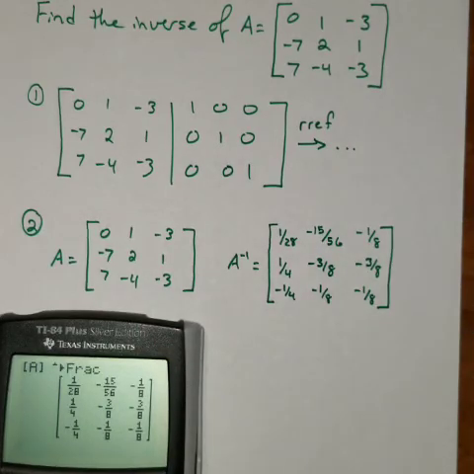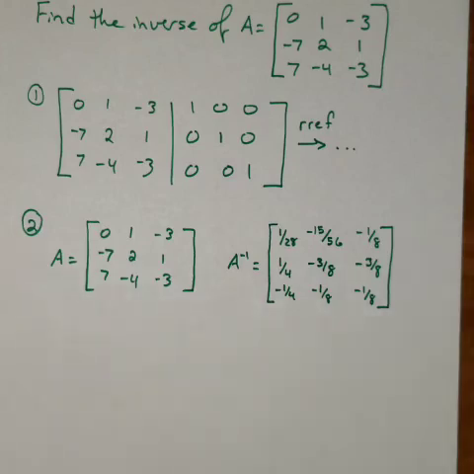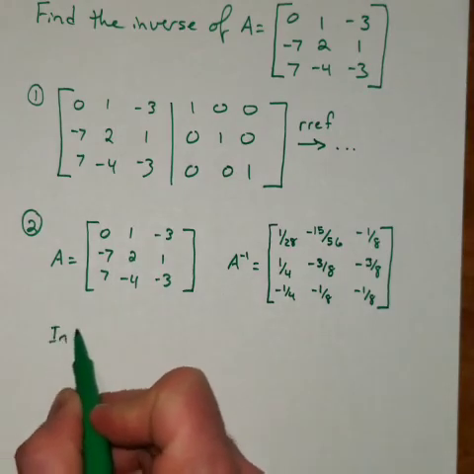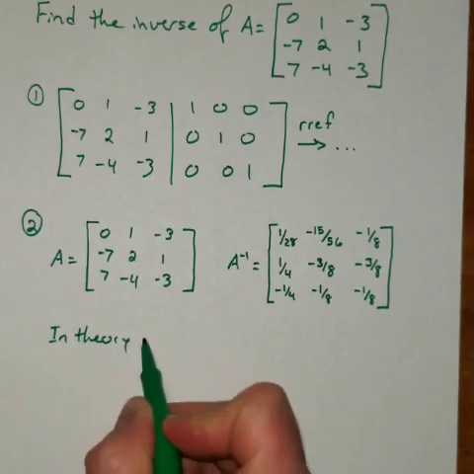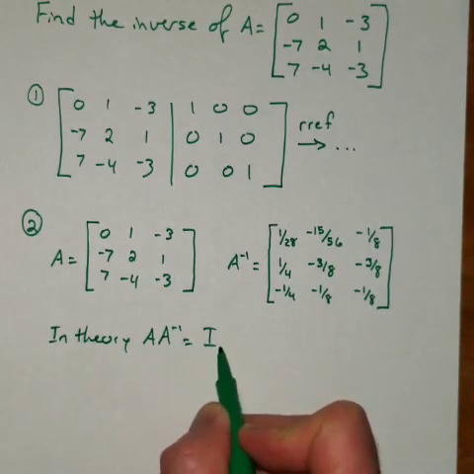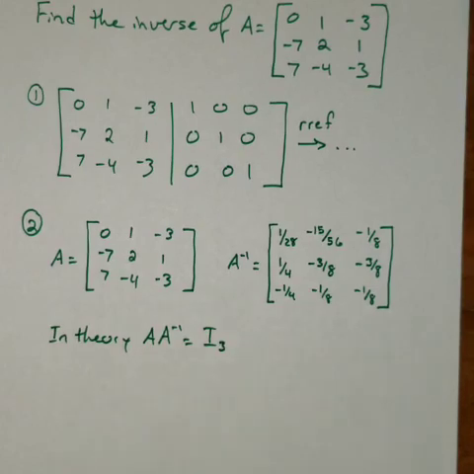Okay? Perfect. Now, I'm not going to go through and verify this one, but in theory, if you were to multiply these two together, you should get the identity matrix of size 3 by 3.